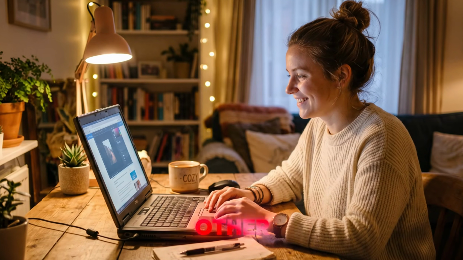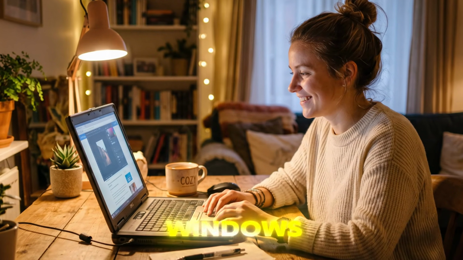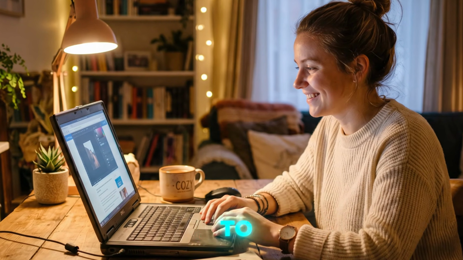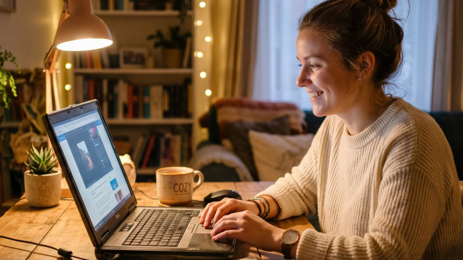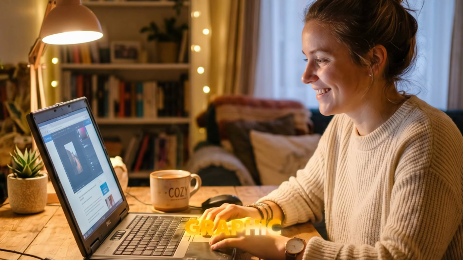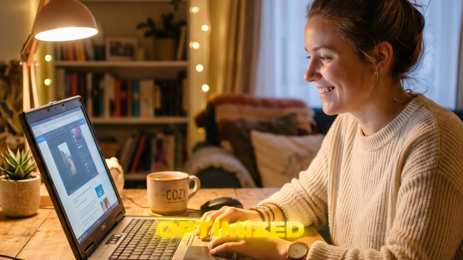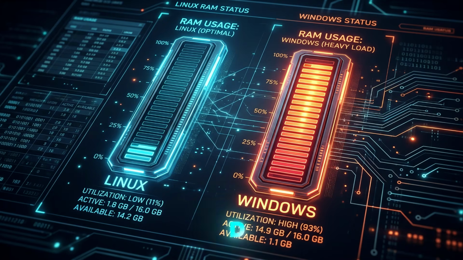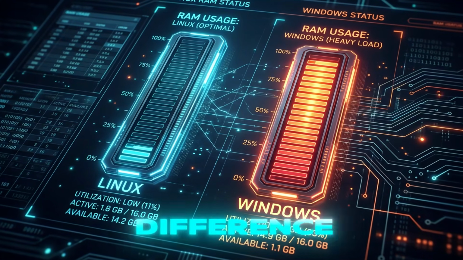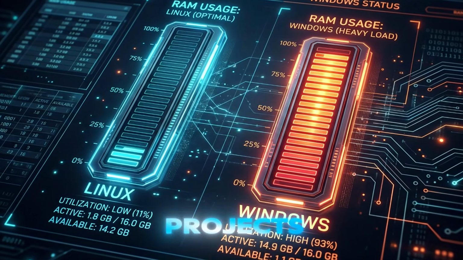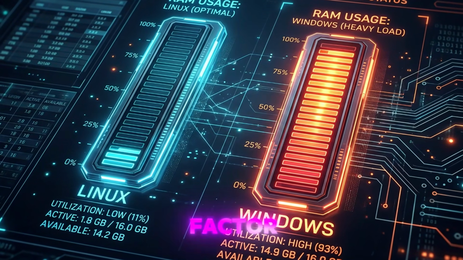But let's not ignore the other side of the story. Windows offers a level of convenience and compatibility that Linux still struggles to match in certain areas. Many professional applications, especially in fields like video editing, graphic design, and engineering, are optimized for Windows. In these cases, having 16GB of RAM on Windows can make a significant difference, especially when working with large files and complex projects. User experience is another factor.